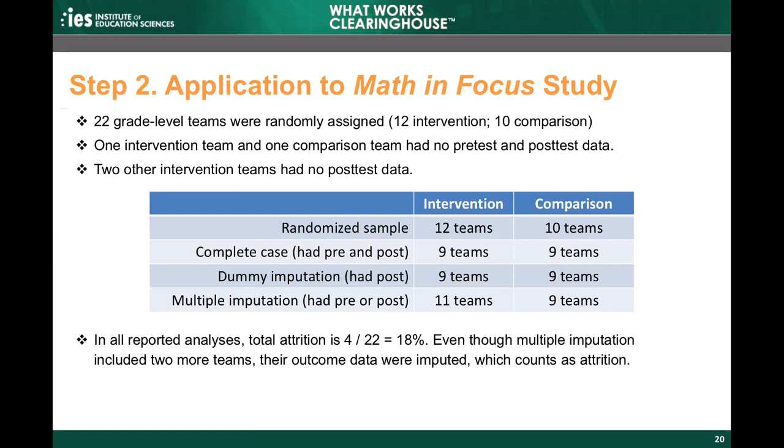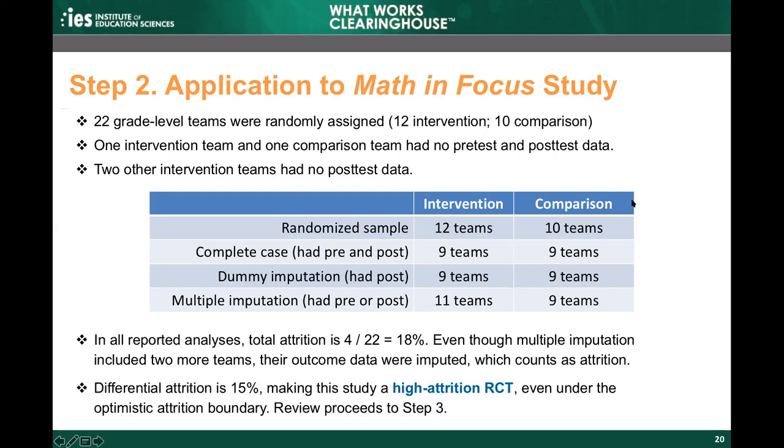In all reported analyses, the total cluster level attrition is going to be 4 divided by 22. The reason is because there were 4 teams that did not have outcome data. And so even though the multiple imputation analyses included 2 more teams, their outcome data were imputed, which counts as attrition. And we can also assess differential attrition. In this case, it's 15%.